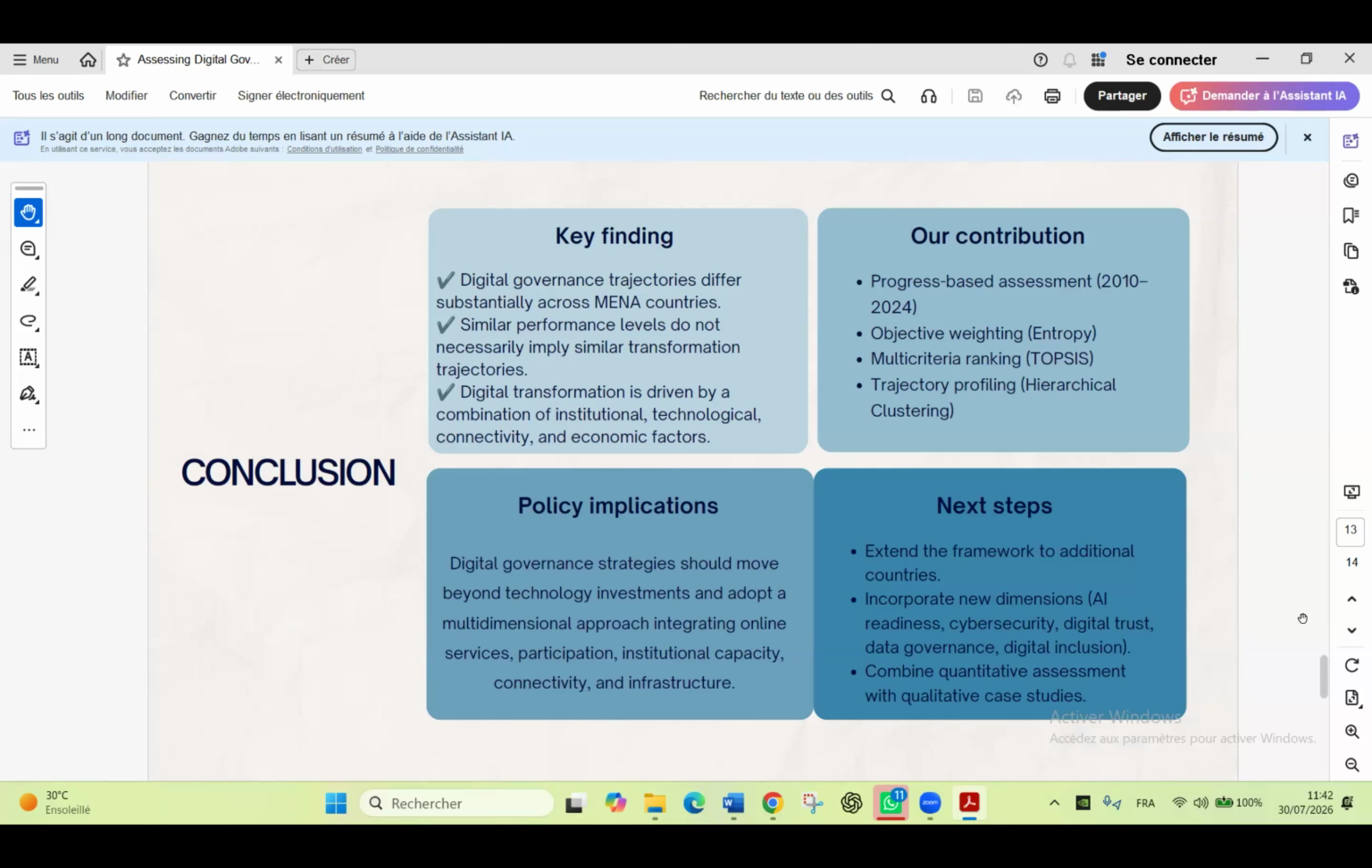Digital governance strategies should be tailored to countries' specific transformation pathways rather than relying on one-size-fits-all approaches. As a next step, we plan to extend the framework to additional countries, incorporate emerging dimensions such as AI readiness and cybersecurity, and complement the quantitative analysis with qualitative case studies.